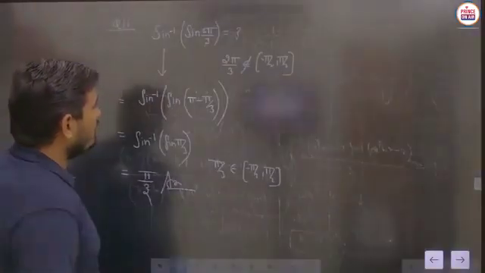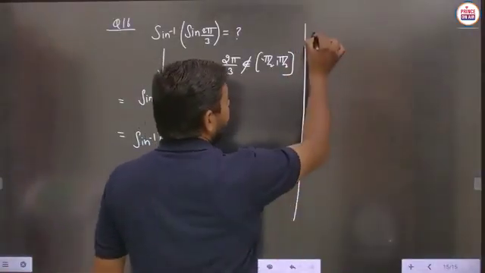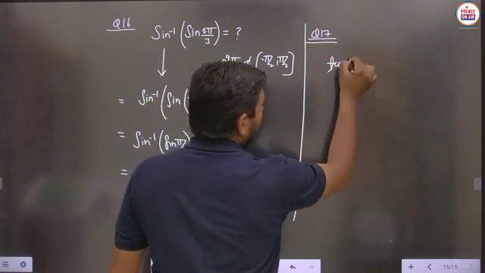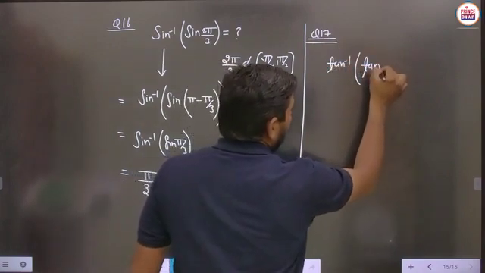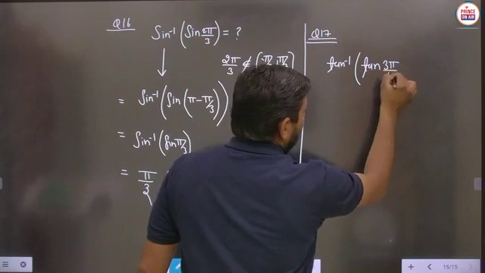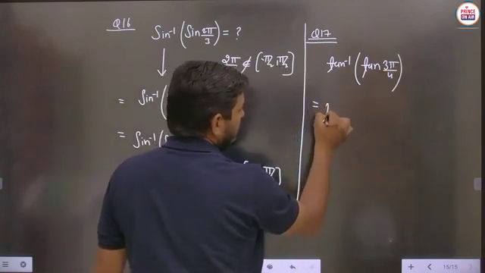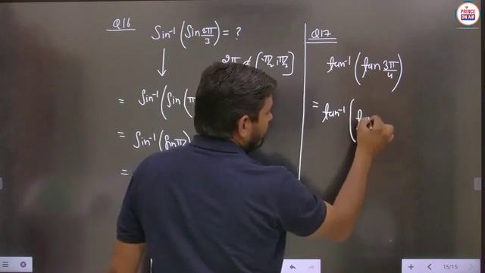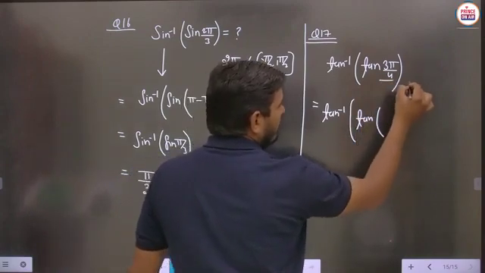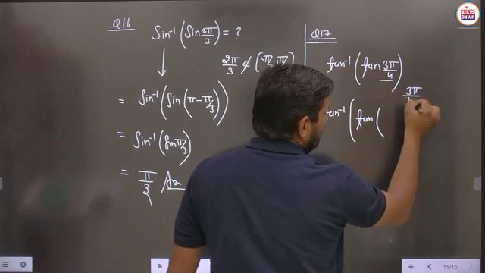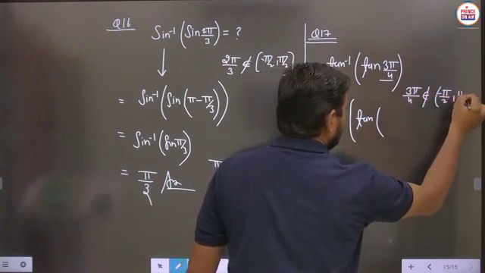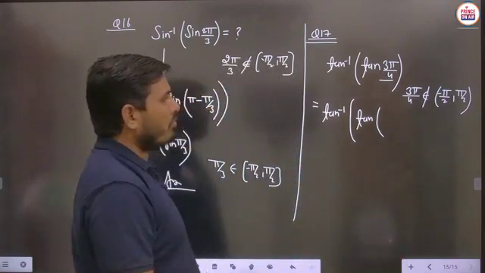So in this question number 17, it is written as tan inverse of tan 3 pi by 4. Now you can say this is tan inverse, and here 3 pi by 4 does not belong to minus pi by 2 to plus pi by 2, so the answer is not said to be 3 pi by 4.